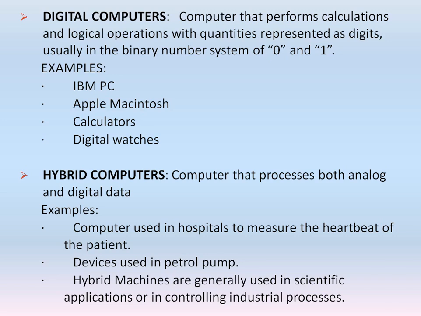The next is a hybrid computer. So a computer that processes both analog as well as digital data is called a hybrid computer. Examples: the computers which are used in hospitals to measure the heartbeat of a patient, or devices used in a petrol pump. Basically, hybrid machines calculate and measure in analog form and then represent the data in the digital form.